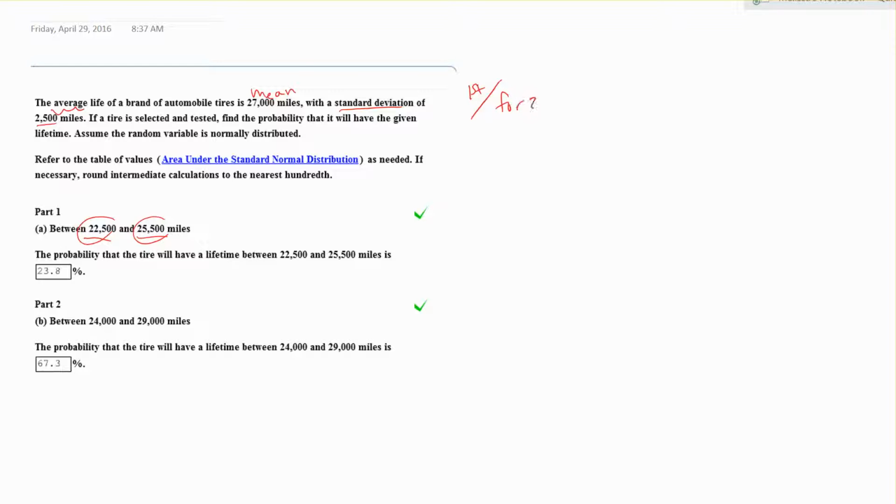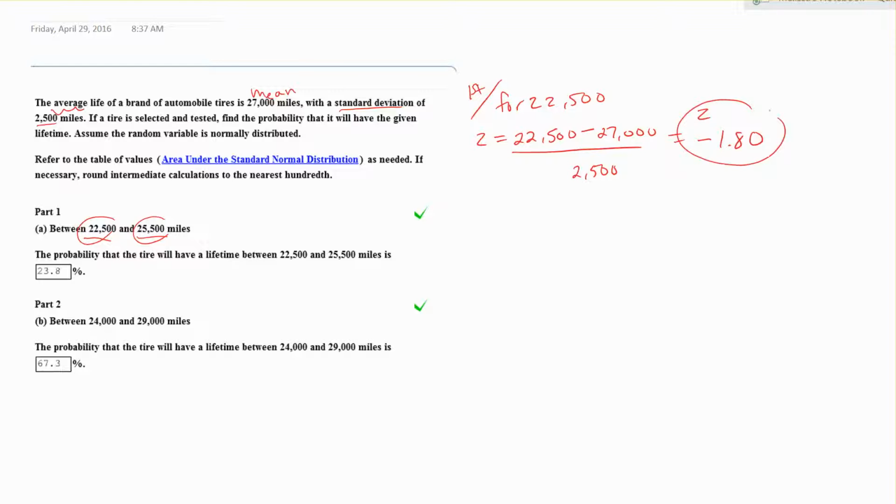So for 22,500 we have z equals that value. You always start with the number you're converting, and subtract the mean from it. Divide that by the standard deviation. When you do your z calculations, always make sure that you round it to 2 decimal places because that's the way the table is set up. Also, when you evaluate this, make sure you hit equals before you divide by 2,500. This gives me z equals negative 1.8, so I'm going to make that negative 1.80.